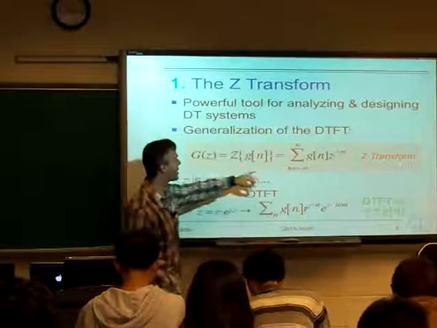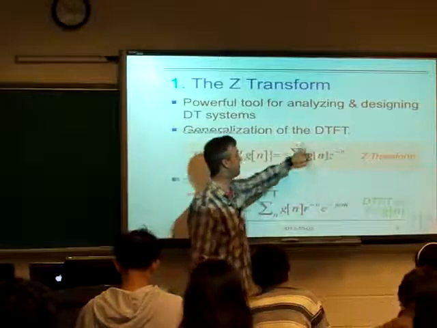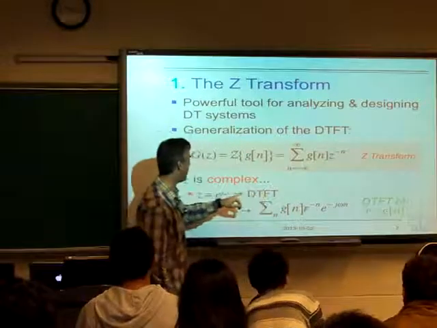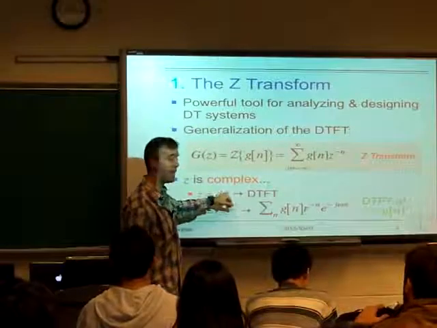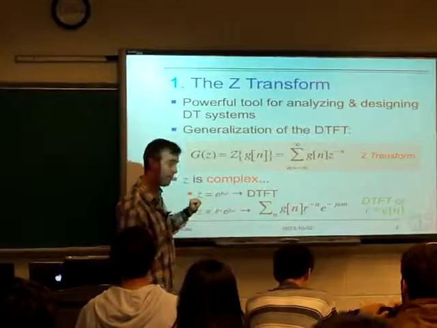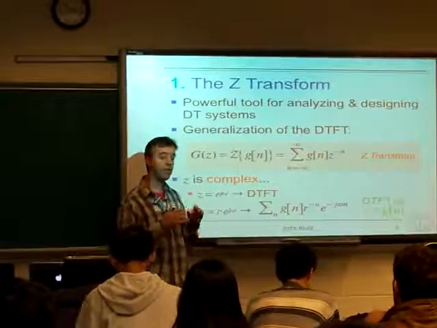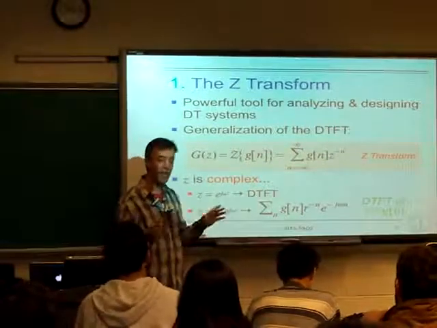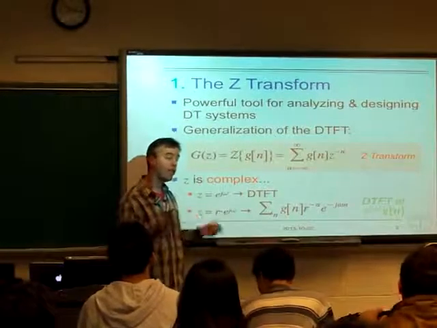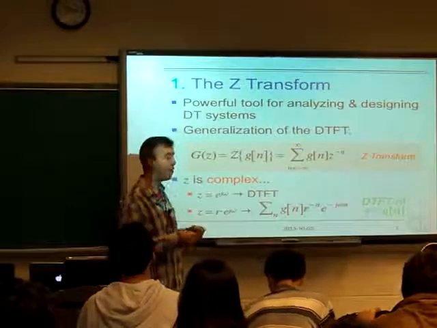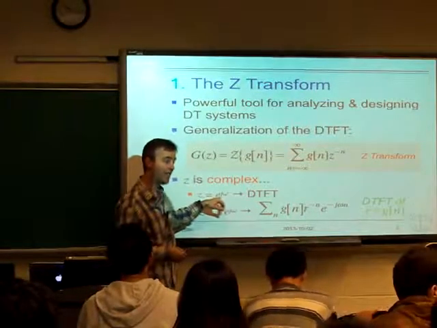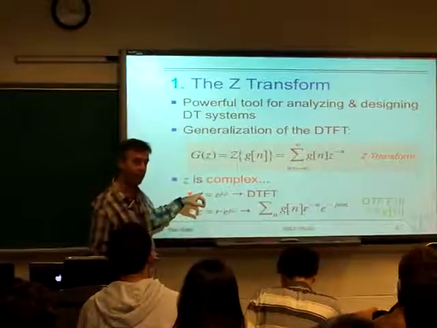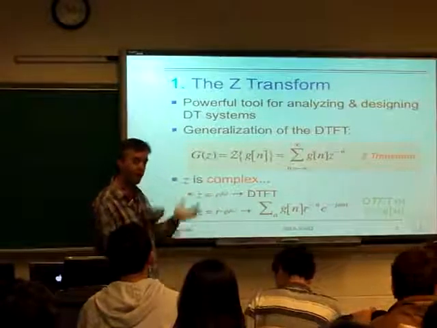We define the Z-transform as looking the same as the Fourier transform, the DTFT, except that we're generalizing the e to the j omega term to a z term. So now we're defining this function over the entire z-plane, but when we look at its values on this particular set of values of z, we get the DTFT.